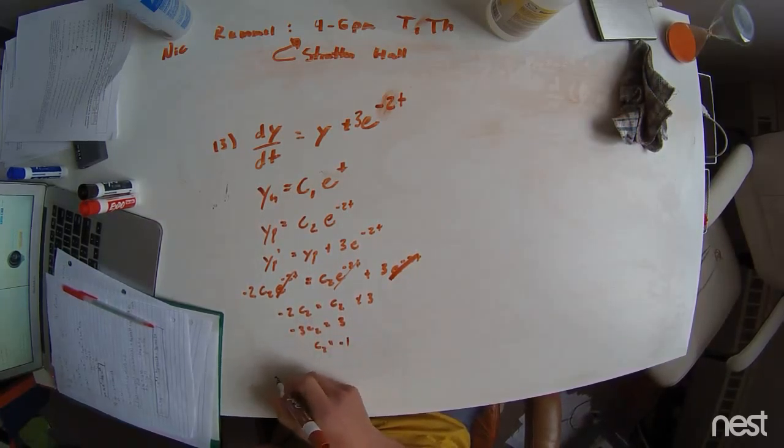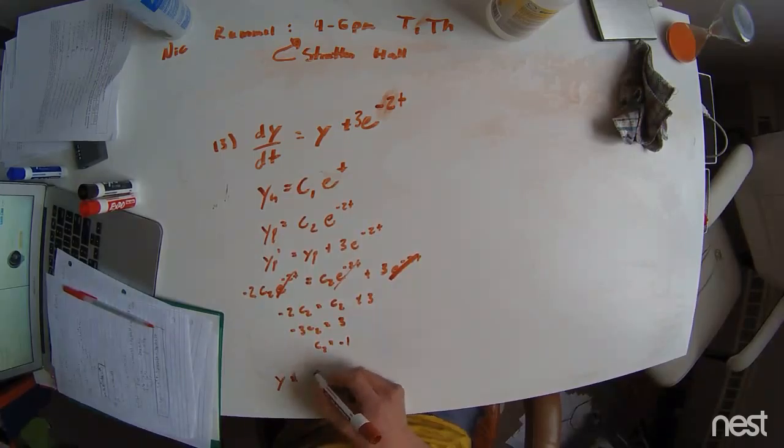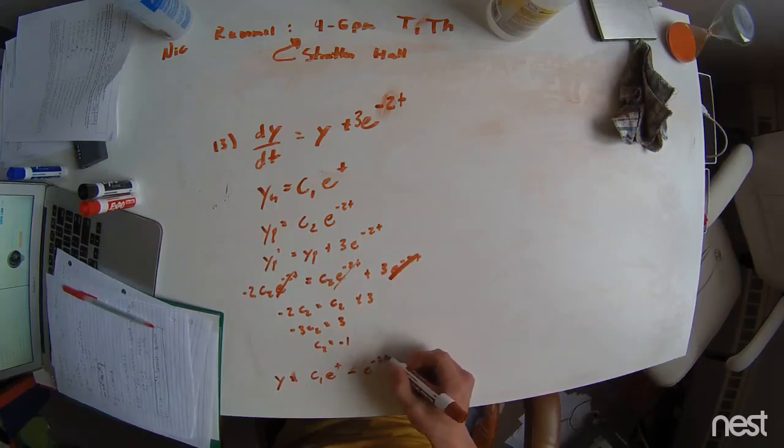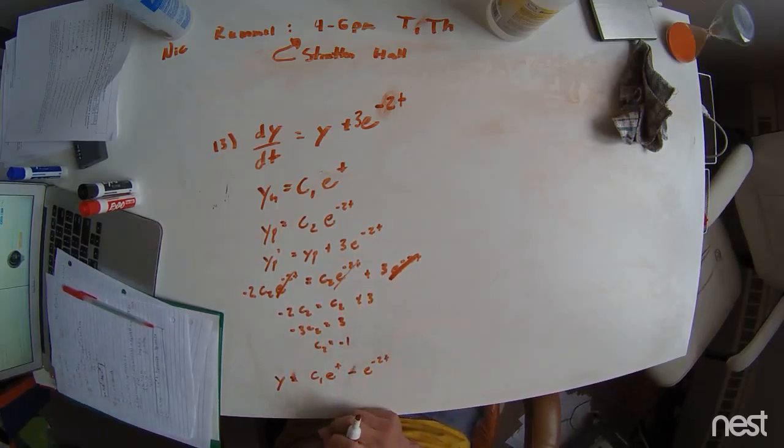We can write out our whole solution now, and we have y homogeneous plus y particular, which means that we have c1 e to the t plus negative 1, so we could just say minus e to the negative 2t. Cool. And that is the solution.